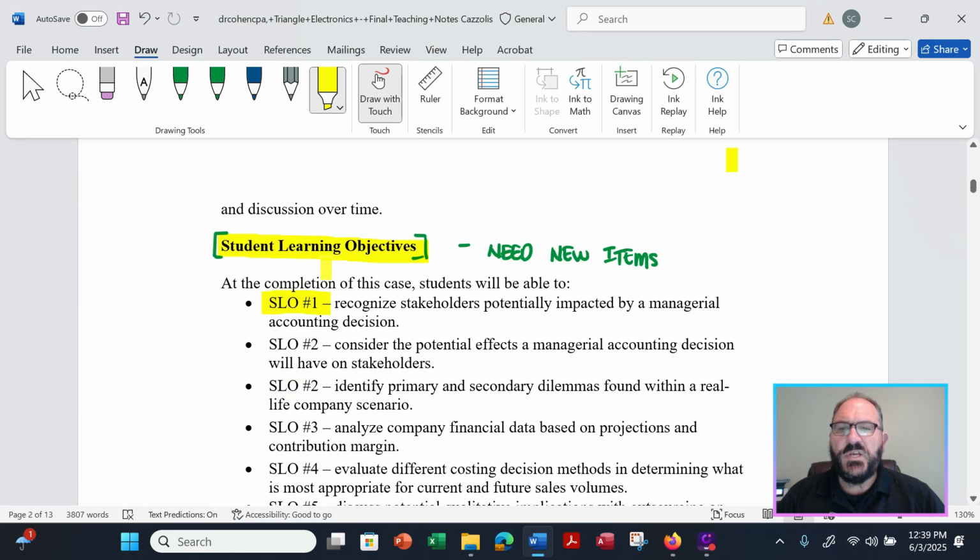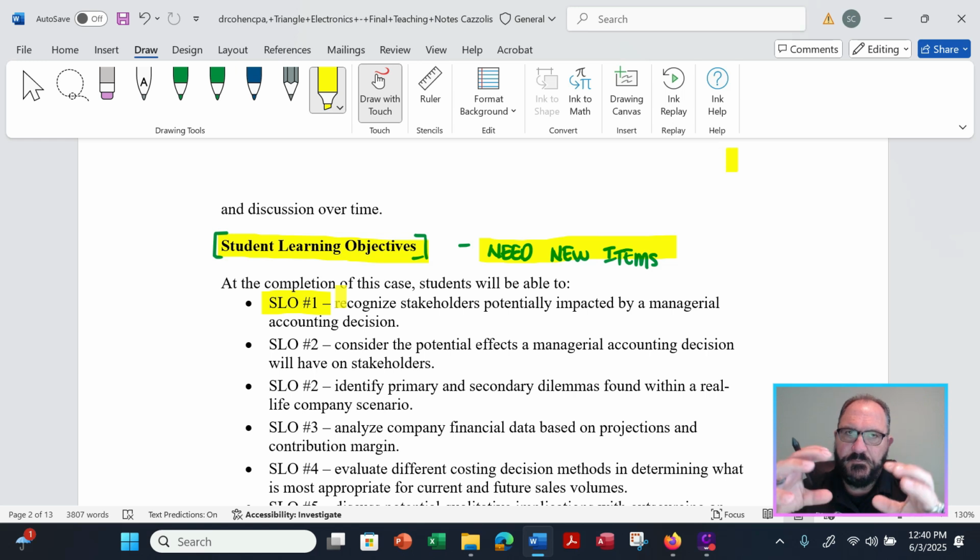Now, the student learning objectives, again, SLO, you're going to need new items. So what are the learning objectives here? Could be understanding pricing, understanding how costs impact pricing, being able to explain the dynamic between quality and cost. Okay, so again, you're probably going to want to have about 4 to 6 of those. Okay.